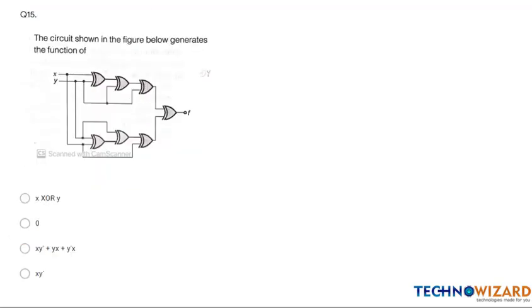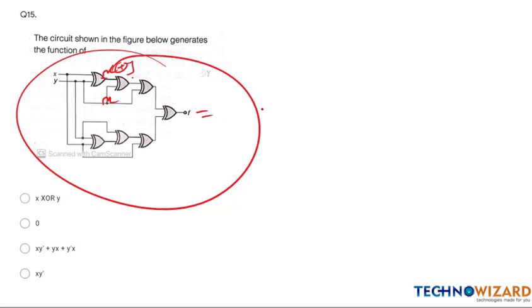Question number 15. In this also, you have to calculate this. From here, you will get X XOR Y. Now put this input here and put this X input here. On calculating this whole function, you will get X XOR Y as the correct answer only. Therefore, option A is the correct answer here.